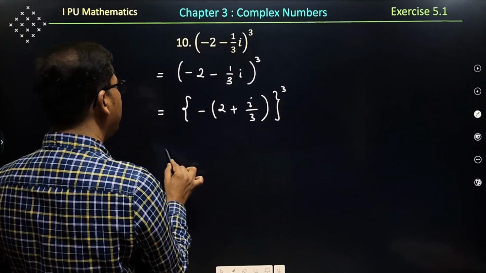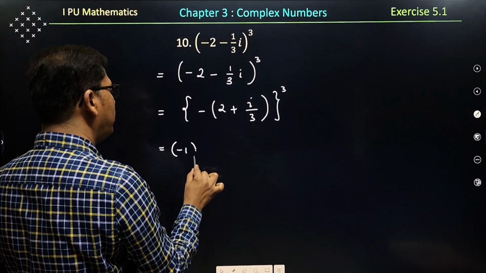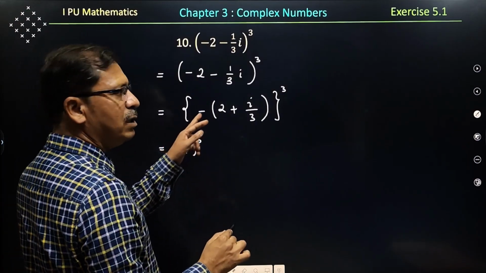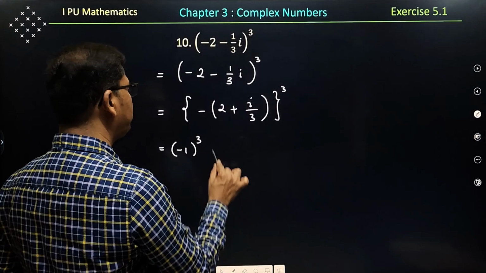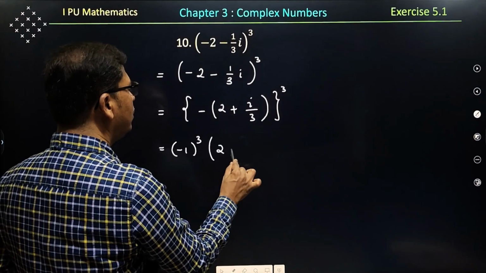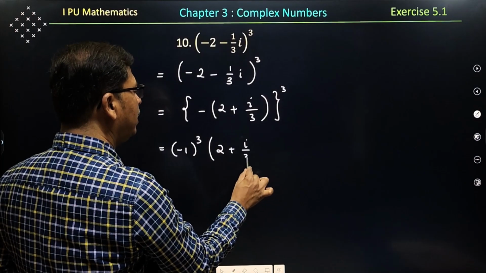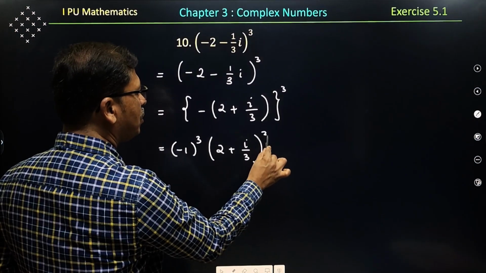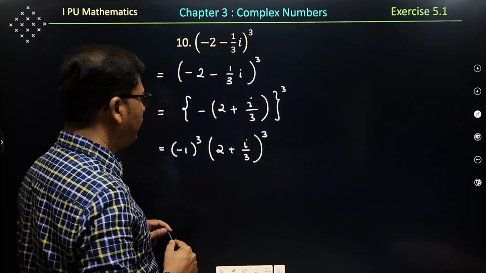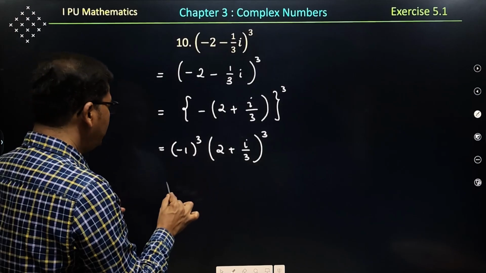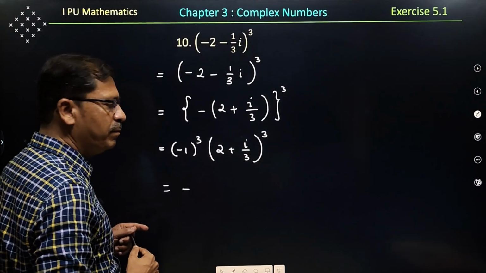This means minus 1 to the power 3. Here the minus sign is raised to the power 3, into the bracket 2 plus i by 3, which is raised to the power 3. Minus 1 to the power 3 is minus, this remains outside.